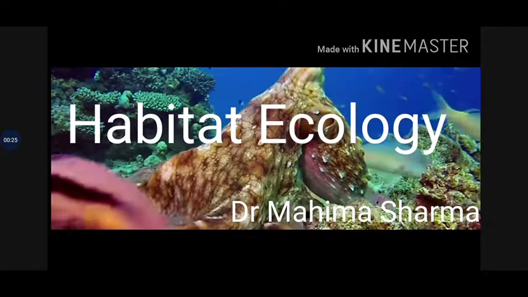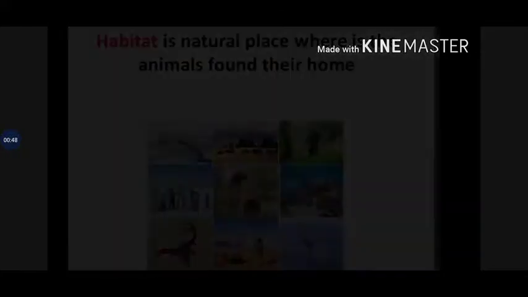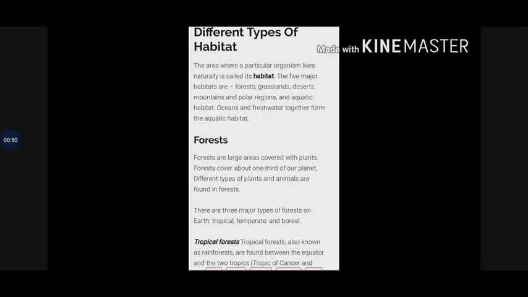Habitat is actually the place where organisms live, or you can say the habitat is the natural place where the animal finds its home. The term habitat is derived from a Latin word which means it dwells, meaning where it lives. According to Elton, the habitat is an area having uniformity of physiography, vegetation and climate. Various kinds of habitat are seen, specifically aquatic and terrestrial. Aquatic habitat includes the marine and freshwater, and terrestrial includes the desert and forest.